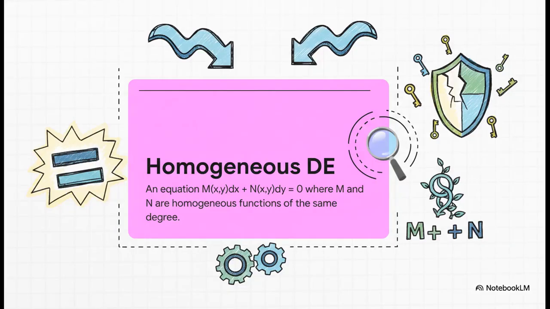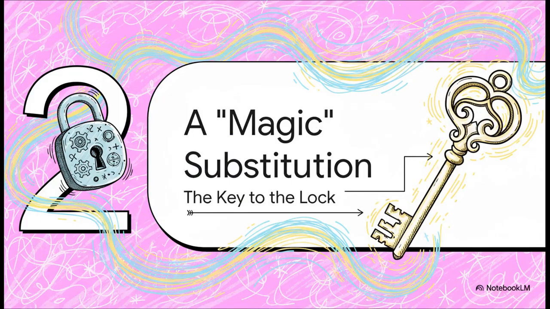So how does this all relate back to our big differential equation? Well, an equation in that classic M dx plus N dy equals 0 form is considered homogeneous only if both M and N are homogeneous functions, and this is the important part, of the exact same degree. That shared degree is the secret weakness. It's what makes the whole puzzle solvable.